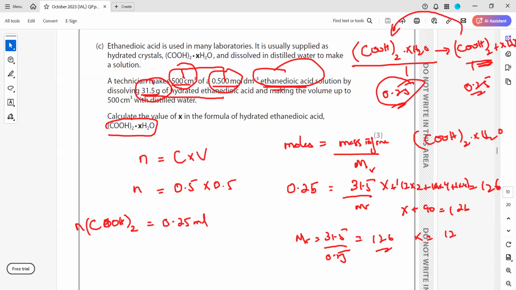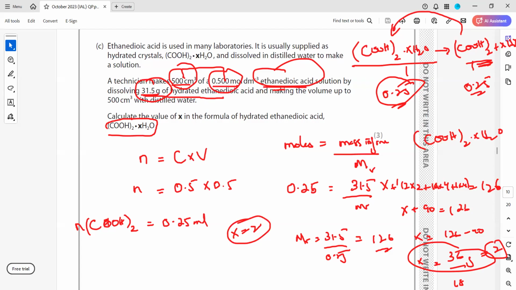90 will move to the other side, 126 minus 90. So we will get 36. 36 grams of water is there. It means how many moles? Divide by the molar mass of water. The molar mass of water is 18. So how many moles of water are there? 2. So what is the value of X? The value of X is equal to 2.